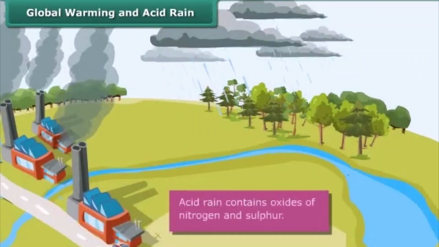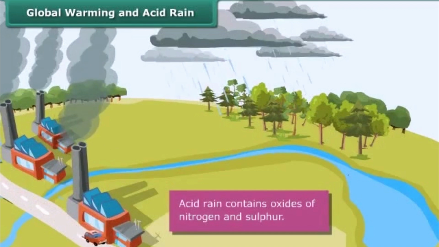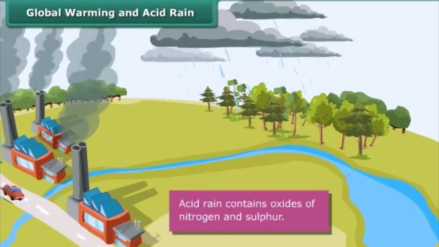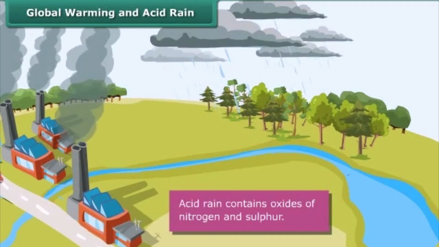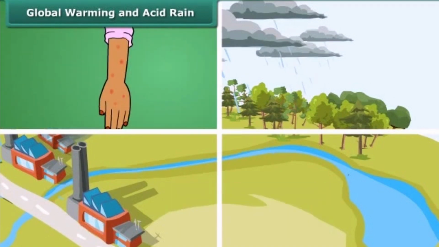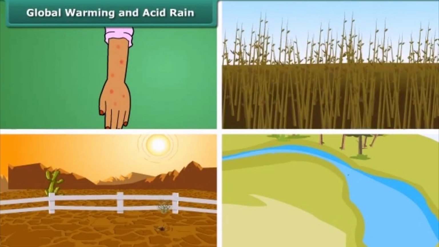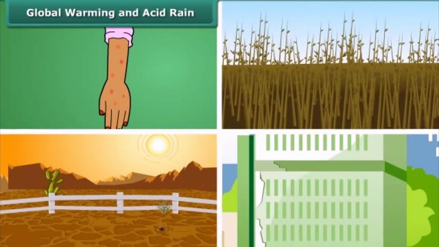Another harmful effect of air pollution is acid rain. Rainwater that contains oxides of sulfur and nitrogen released from the industries and petrol engines in dissolved state may cause huge damage to skin, soil, standing crops, and buildings.